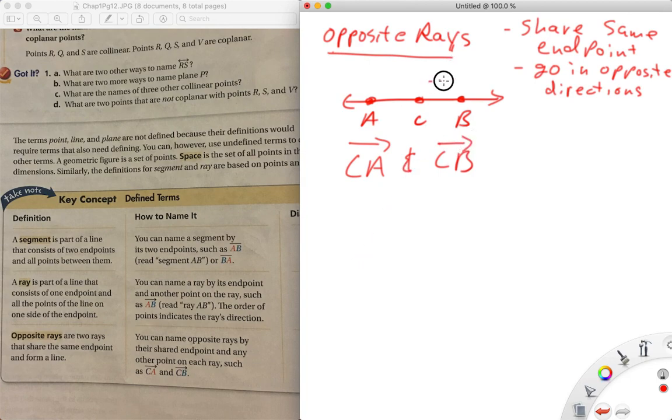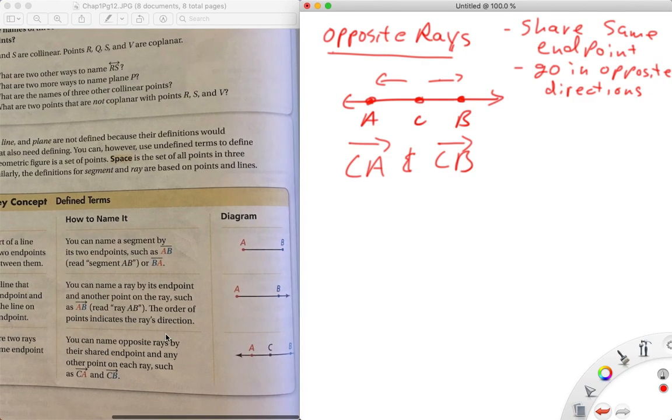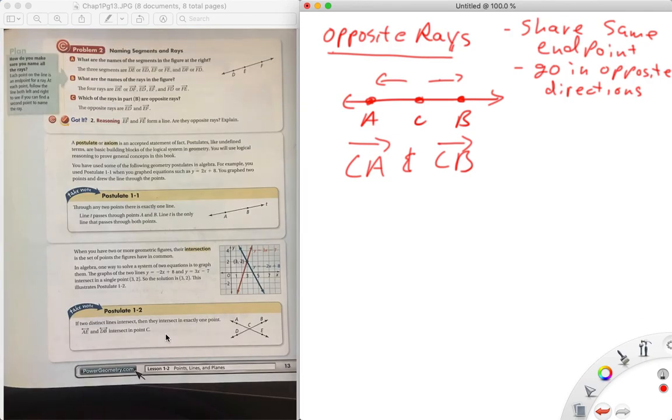CB goes in this direction, CA goes in that direction. They're going in opposite directions. One's going right, one going left, and they both share C. So C would be the first letter because that's the common endpoint that they share. And we would call that opposite rays. Alright, so naming rays.